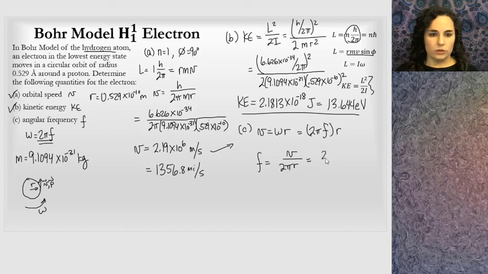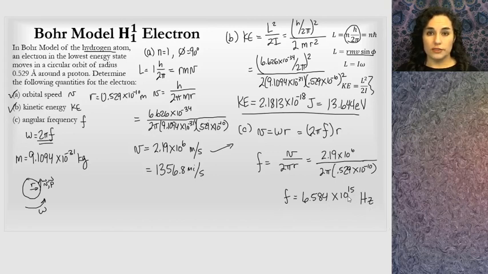That'll equal 2.19 times 10 to the 6 divided by 2 pi times 0.529 times 10 to the negative 10th. And when I run that through my calculator, I get 6.584 times 10 to the 15th times per second. Remember, a frequency, an angular frequency, is just how many times per second. And we call this hertz. 10 to the 15th times per second, the electron goes around in the atom. That's what that's saying.